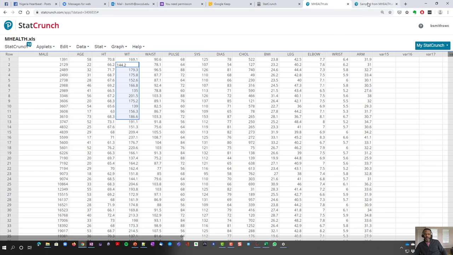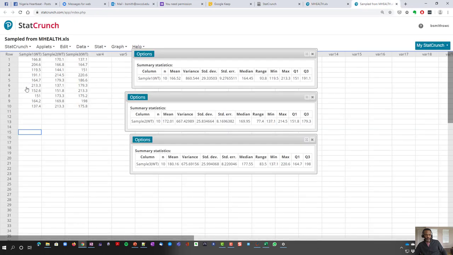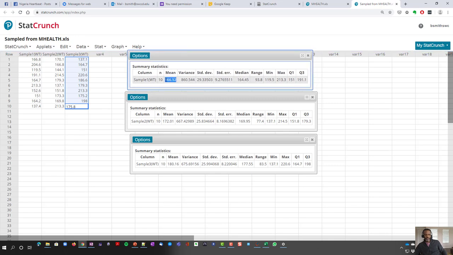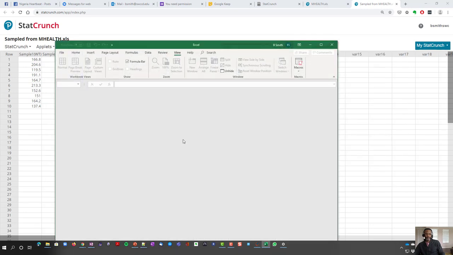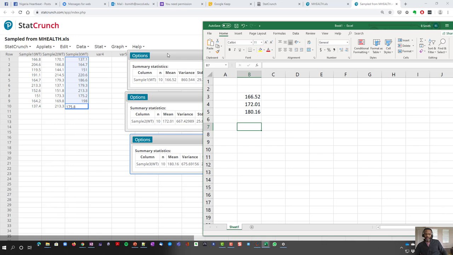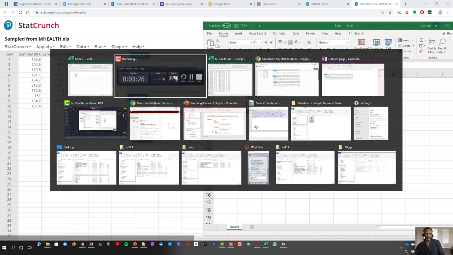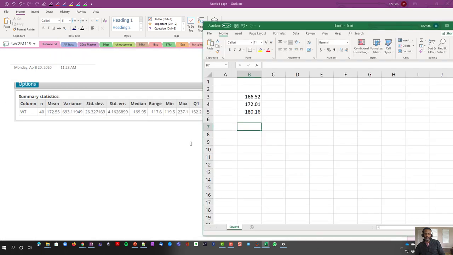And so what we did is we went ahead and used the tool here in StatCrunch to sample 10 from the 40, and then to do another sample of 10, and then we did another sample of 10 of those weights, and we came up with these values of 166 for the first sample of weights, 172, and then 180 for that third sample. And what we found is that when we take each one of these means, each one is a mean from the sample of size 10, and each one differs from the actual population value that we've determined to be 172.55.